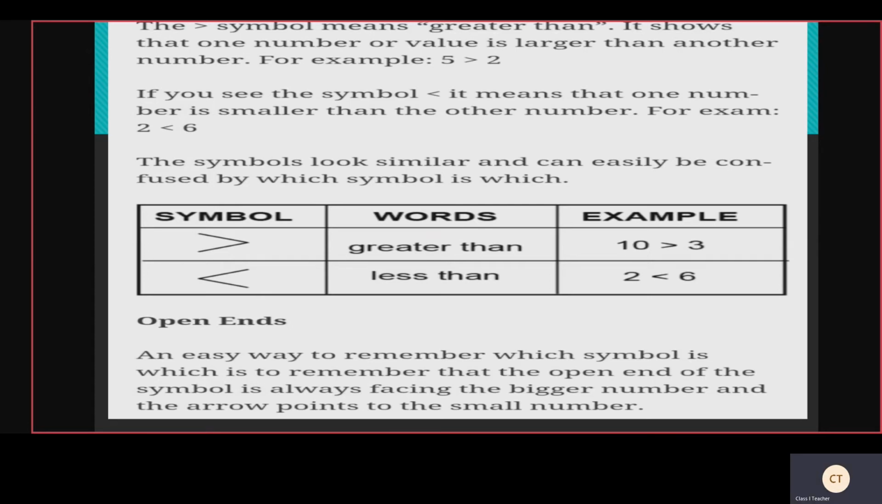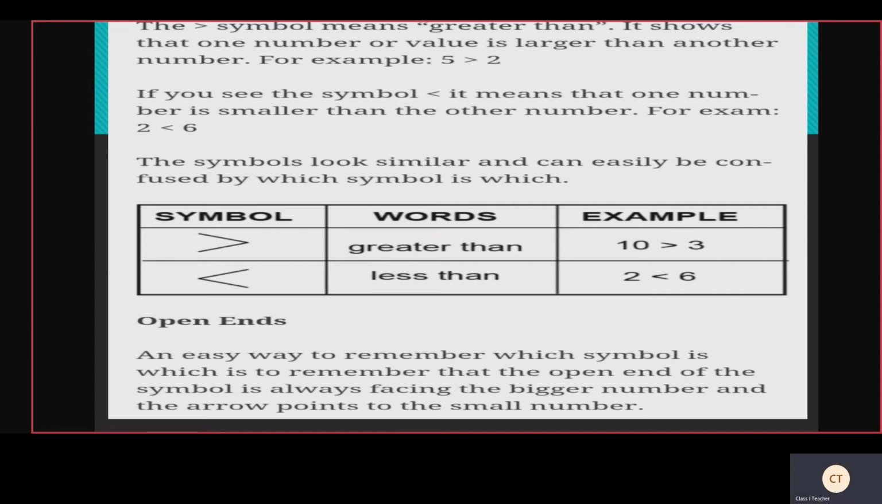Here, the greater than sign is given, children. The greater than symbol means greater than. It shows that one number or value is greater than another number. For example, 5 is greater than 2.